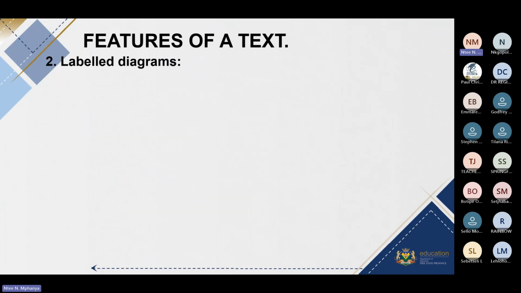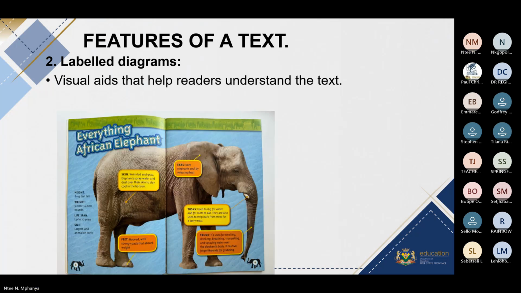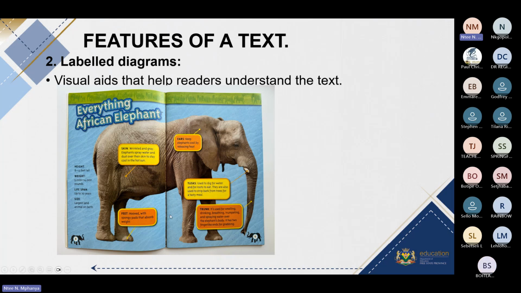The next feature is labeled diagrams. These are visual aids that help readers understand the text. And here is our diagram with its labels. If you don't know what an elephant looks like, then these labeled diagrams will assist you by telling you the parts that make up an elephant or the body of an elephant. These are what you call labeled diagrams, and this is one of the features of a text.